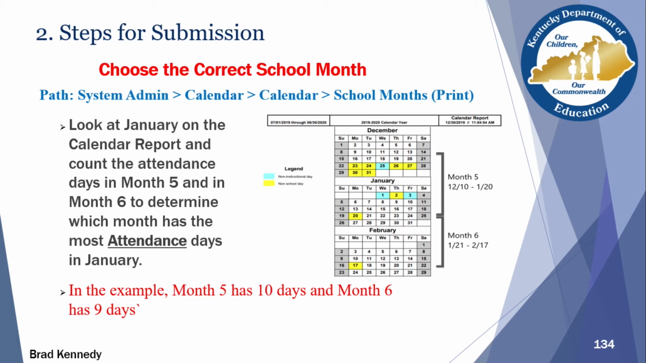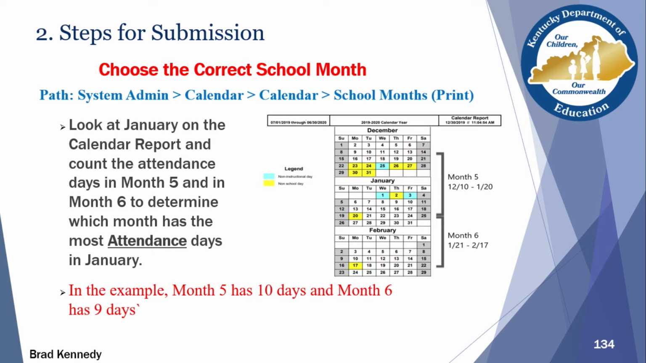So you'll go to System Admin, Calendar, and you'll click Print for your school months, and you'll see a PDF of all of the school months. Here we've just pulled up month 5 and month 6, and we're going to actually count the number of attendance days in the month of January for month 5 or month 6. So for month 5, we can see there was no school January 1st, 2nd, or 3rd, so we're going to count starting on the 6th. There's 5 days in that week. The next week, there's another 5 days, and month 5 ends on January 20th. So we know month 5 had 10 days.